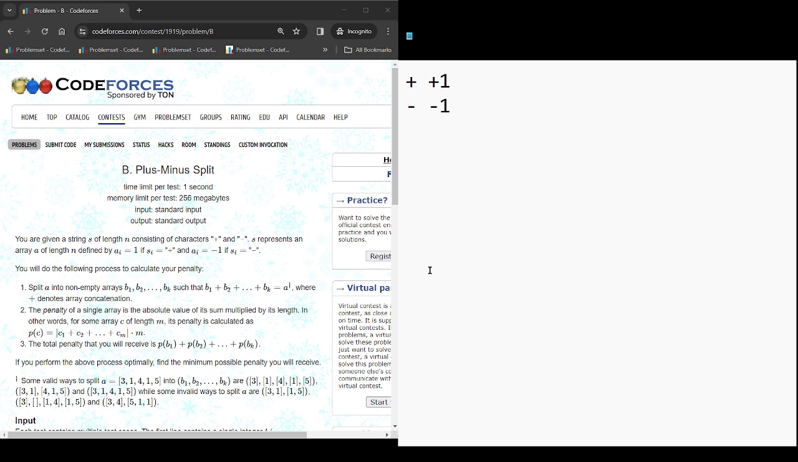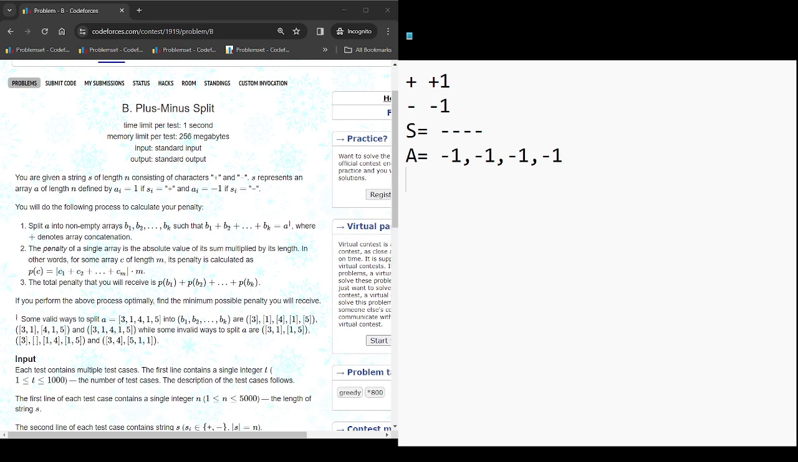This is actually the array. It means that if s is equal to minus minus minus minus, the array is equal to minus 1, minus 1, minus 1 and minus 1, right? So basically what you have to do is calculate the penalty. You have to split the array into non-empty arrays, so none of the arrays should be empty.